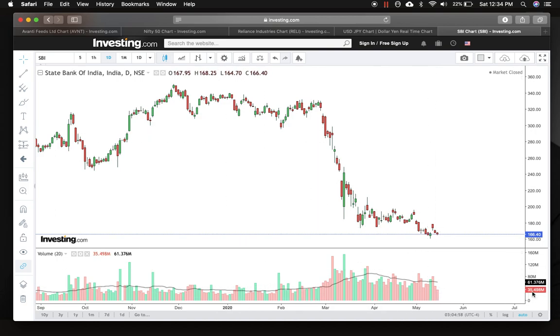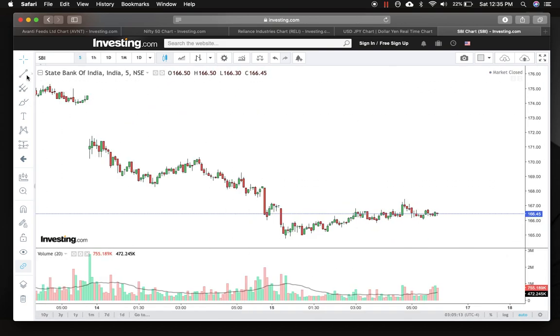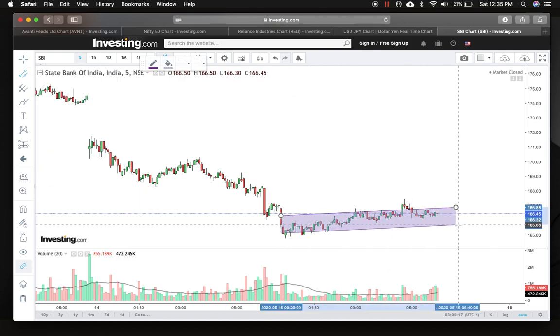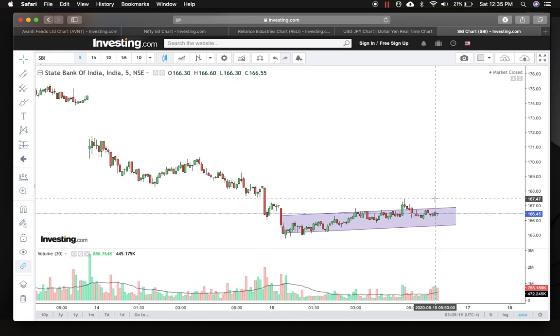On average, SBI trades around 35 million shares a day, which is very high compared to small cap stocks. If you choose RBL Bank, obviously SBI is trading at a premium, but that doesn't mean I choose SBI. Even if I look at the 5-minute charts, you can see SBI is just trading in a range. No movement at all for your SBI. So that's what I wanted to talk about in this video.